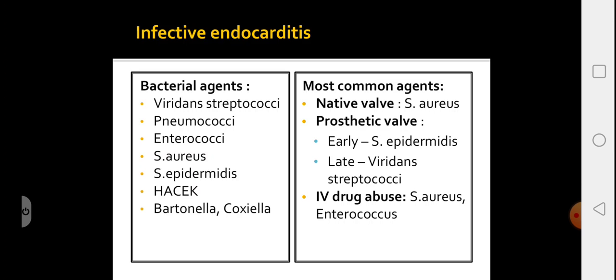Let us look into the infective endocarditis causative agents. Native valve endocarditis is most commonly caused by Staphylococcus aureus. In prosthetic valve endocarditis, before 12 months of replacement, the most common agent is Staphylococcus epidermidis, and after 12 months of placement of the prosthetic valve, the most common agent is Viridans streptococci. Among IV drug abusers, the most common agents are Staphylococcus aureus and Enterococcus, and other agents include the HACEK group, Pneumococci, Bartonella, and Coxiella.